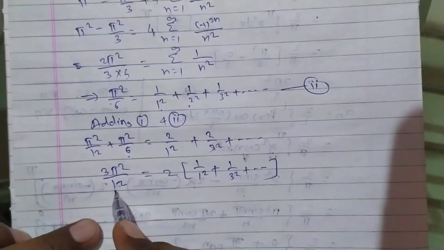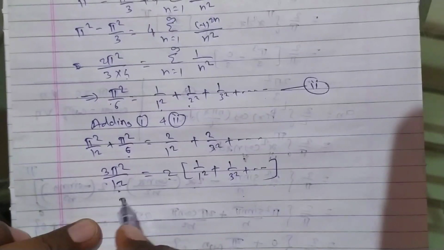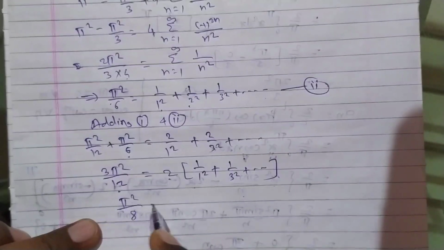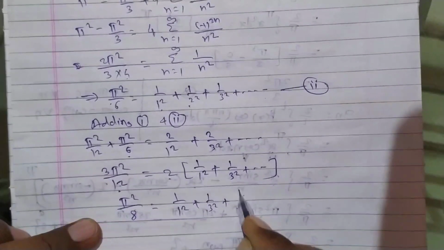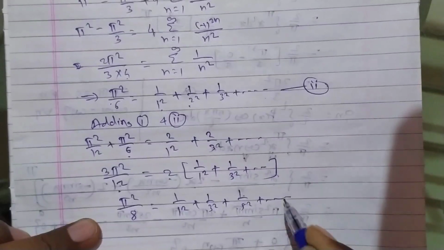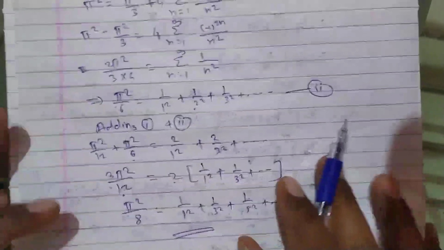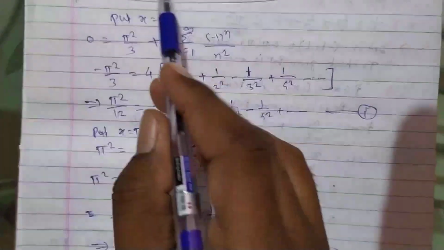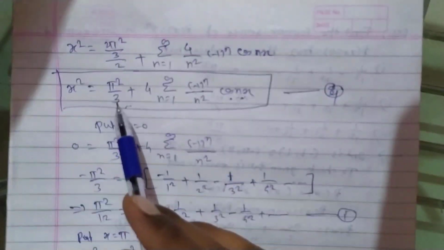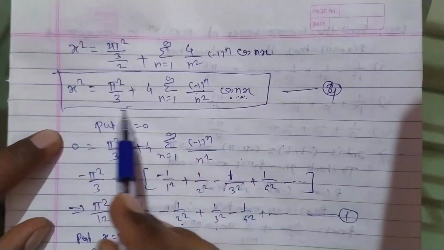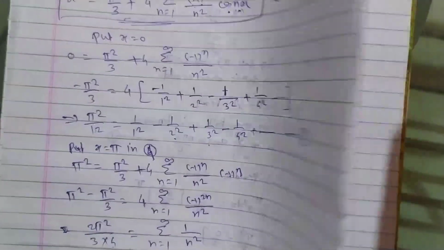So 3 by 12 is 1 by 4, and dividing by 2 gives pi square by 8 is equal to 1 upon 1 square plus 1 upon 3 square plus 1 upon 5 square plus so on. So this is the first problem. Only up to the Fourier series this problem is important, meaning how to find the Fourier series of f of x equal to x square in minus pi to plus pi. So the answer is this, and this is the deduction from that Fourier series.